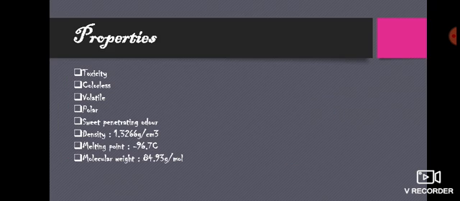So in the next slide, now we have properties. Let's see the properties of methylene chloride. The first property is toxicity. Now, what is toxic? The word toxic means poisonous, harmful. But in case of methylene chloride, it is the least toxic of simple chlorohydrocarbons. If you see the class of chlorohydrocarbons, you will see.